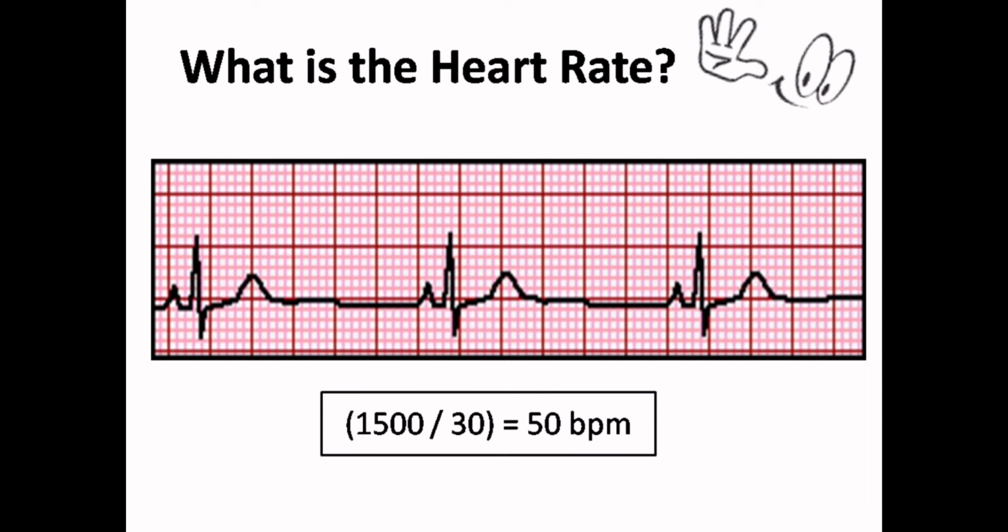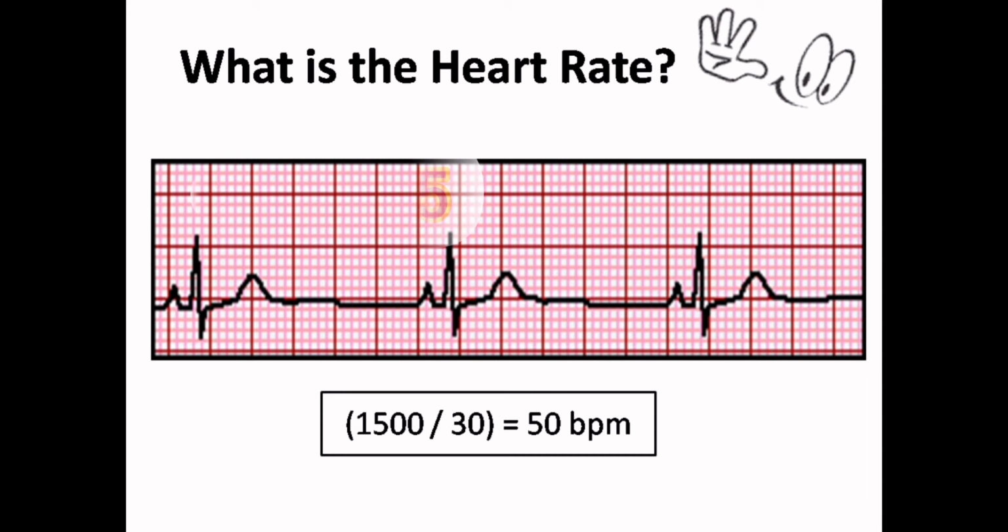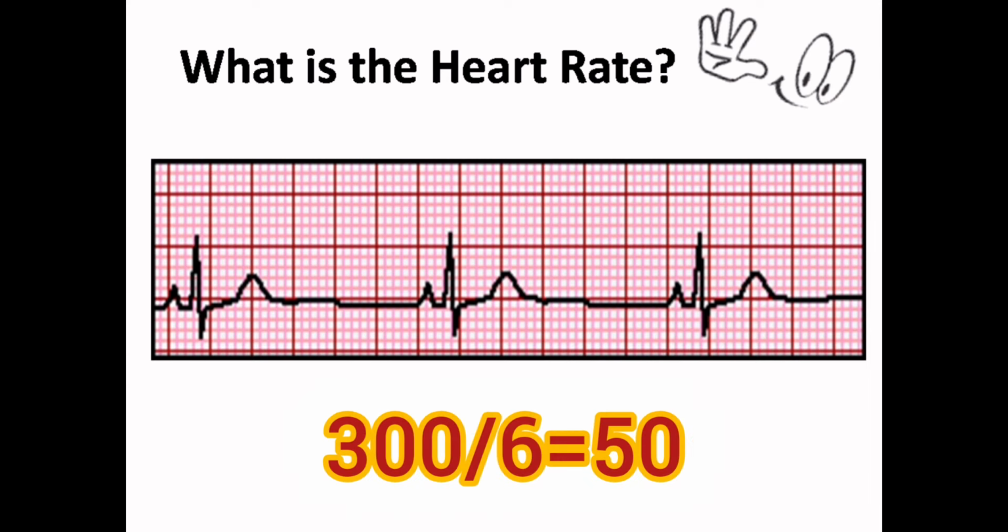Also we can count the big squares: 1, 2, 3, 4, 5, and here we have 3, 4 and 5. So we have a total of 6 big squares. So 300 divided by 6 is again 50.